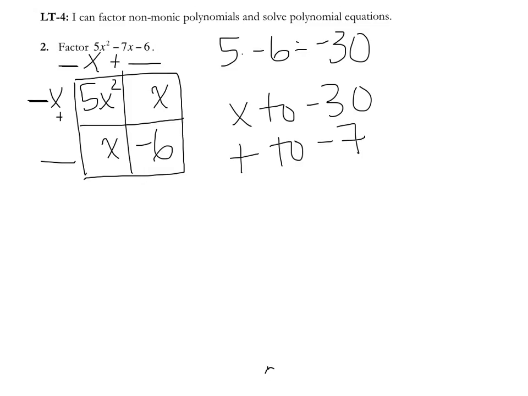So two numbers that would work would be a negative 10 and a positive 3. So those will definitely add up to make a negative 7, and they'll multiply to make a negative 30. So those are going to be the numbers that are going to go inside my boxes. So I'll pick one to be negative 10, and I'll pick one to be a positive 3.